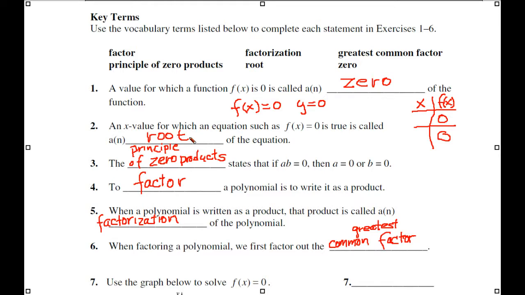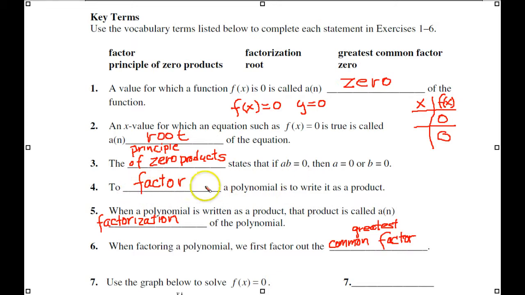In number 3, the principle of zero products states that when you have two factors like a times b equals 0, this is only true if either a or b is a 0. The only way you're going to get a product that is 0 is if one of the factors is 0. And this is called the principle of zero products.